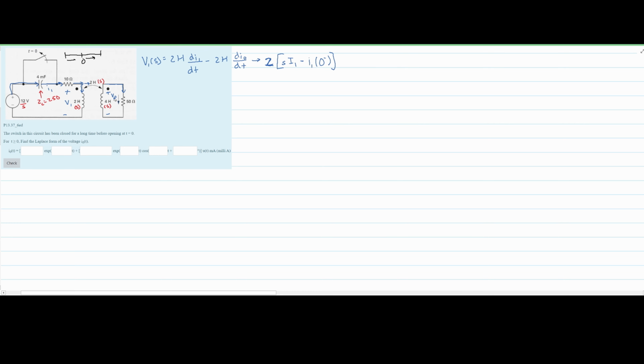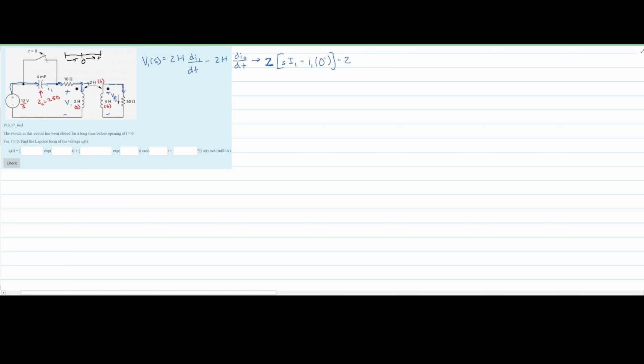For t less than 0, we're going to be going like this. Well, t is approaching 0 from the negative side when the switch is closed, so before our operation happens. That's why it's a negative, and this would be a positive if we were approaching it from the positive side. Next, we have this negative 2 henries to deal with.